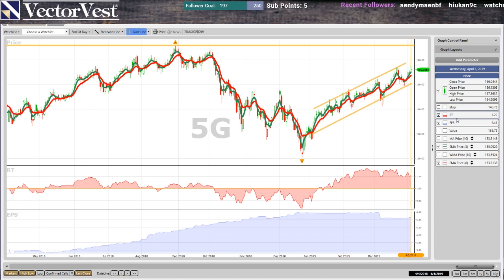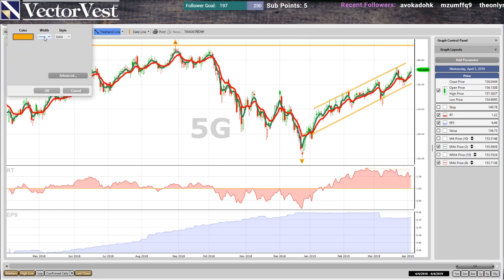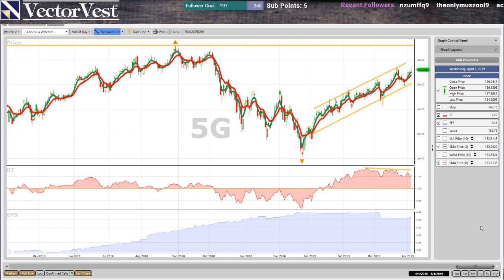RT, currently above the value of 1 at 1.22, tells me that 5G is in an uptrend. But what else do I see? I see a downward trending RT over the last 3 months or so. You know what that tells me? It tells me to be careful. Without VectorVest, you don't have that kind of information. RT looks at the short-term price trend of a stock, or in this case, a group of stocks or a watch list. This tells me, if nothing else, to just be careful.